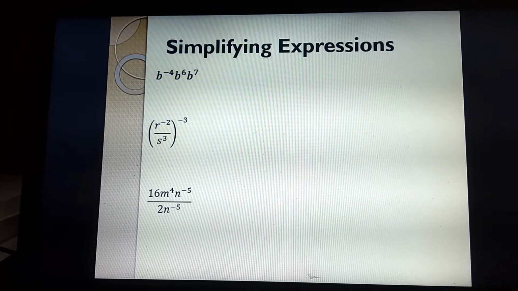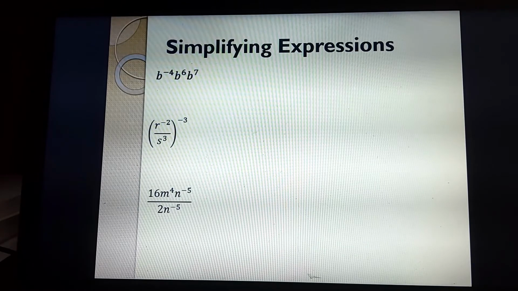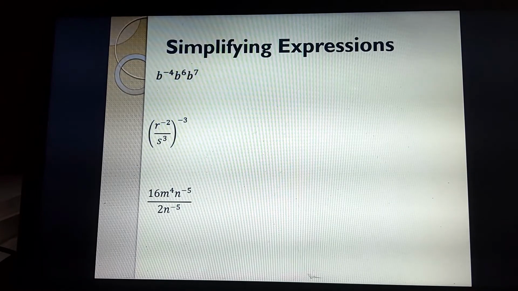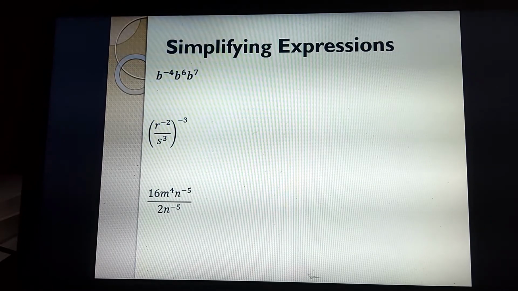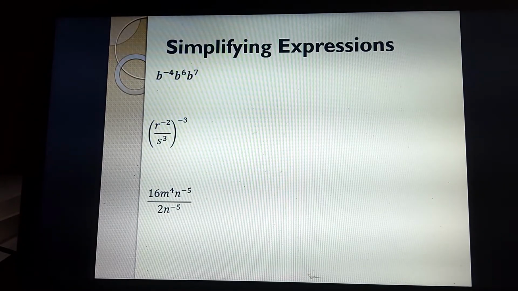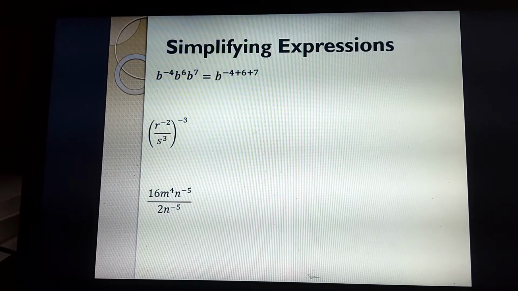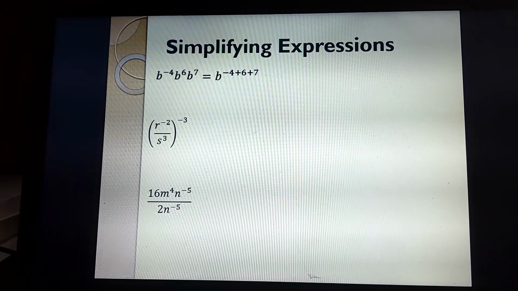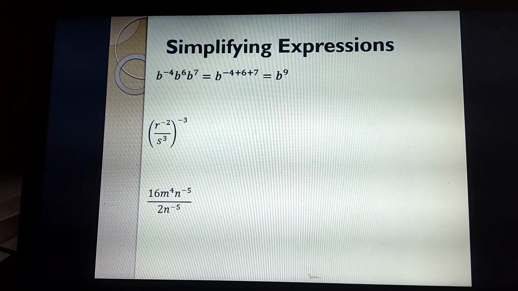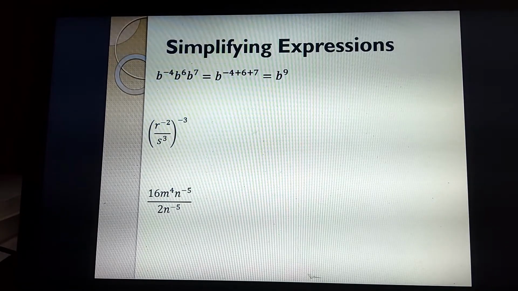Okay, we are going to use these rules to simplify expressions. Notice there's way more letters than there are numbers. Okay, so on my first one, b to the 4th, b to the 6th, b to the 7th. When I have my letters written right next to each other, that means multiplication. So I've got 3 of the same base that I'm multiplying. Keep that base, add the exponents. So we're keeping the b, and we're going to take -4 plus 6 plus 7. Put that all in the calculator, and you get b to the 9th. And since you don't know what b is, that's it, you're done. But notice you can't use a calculator for this. You have to know the rules.